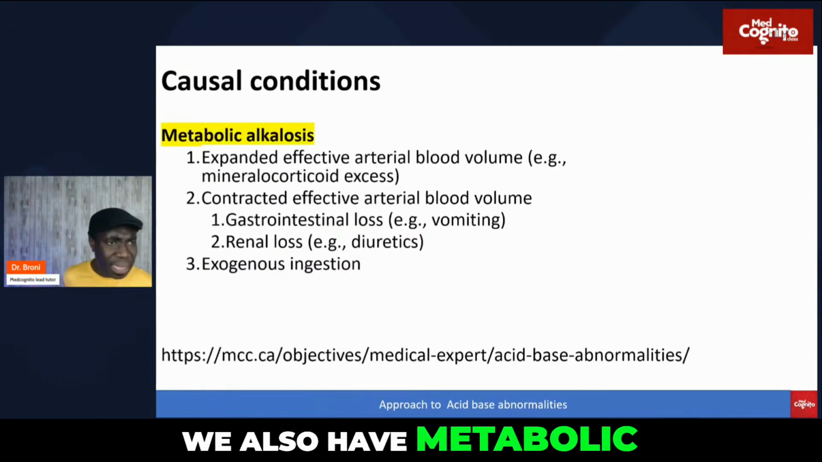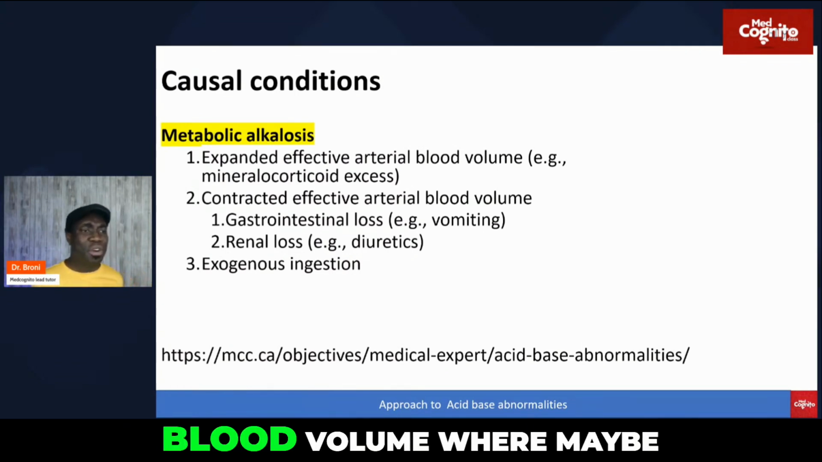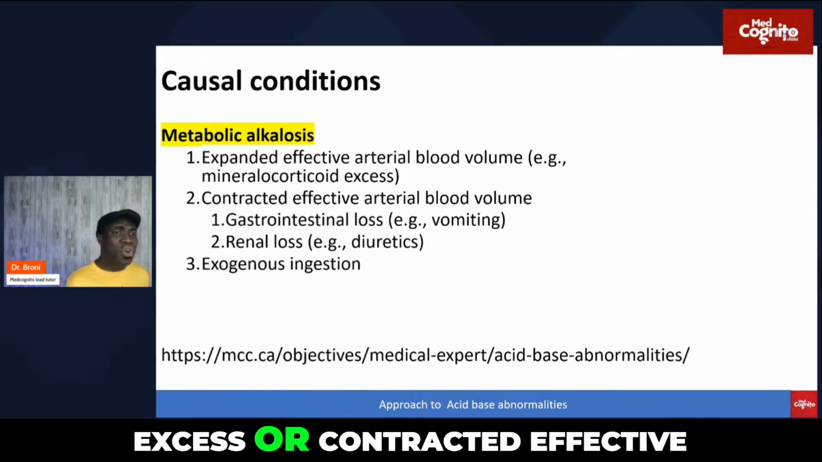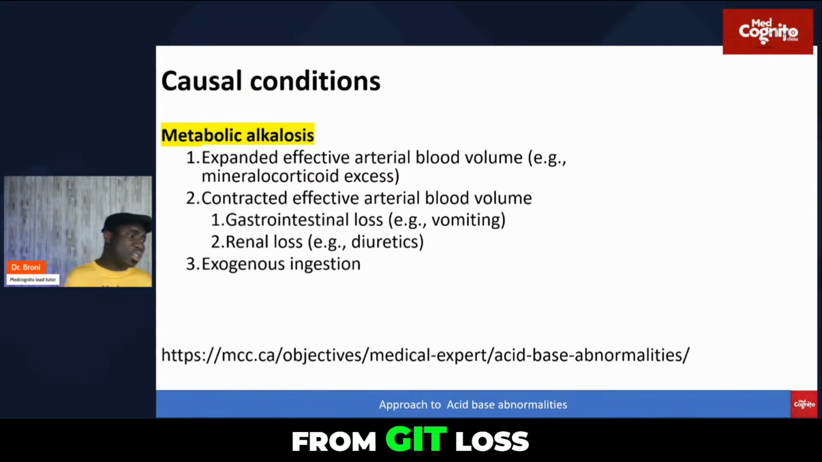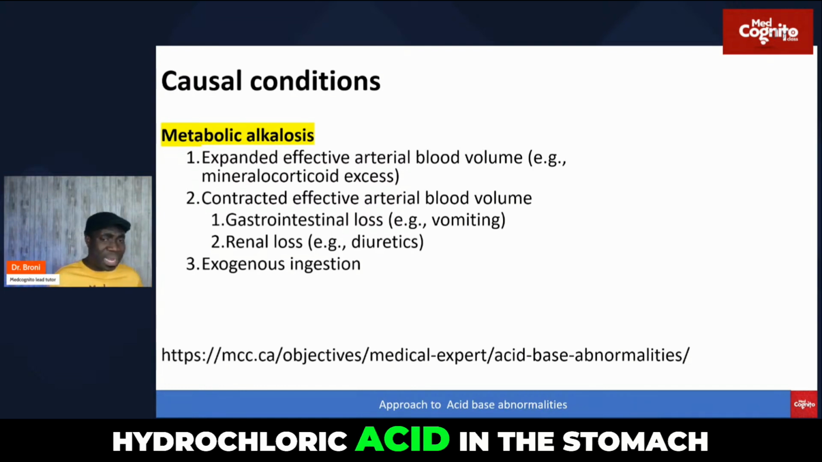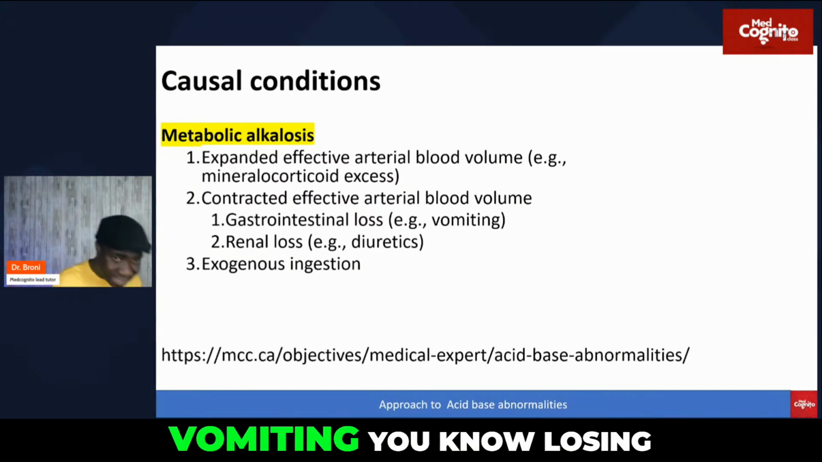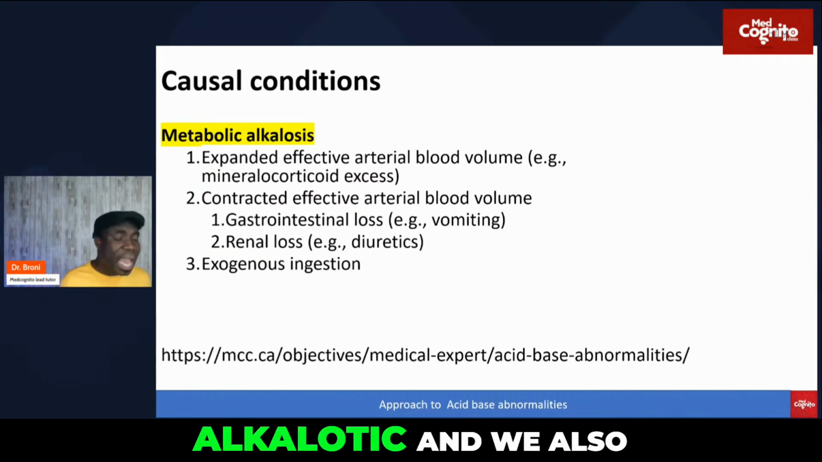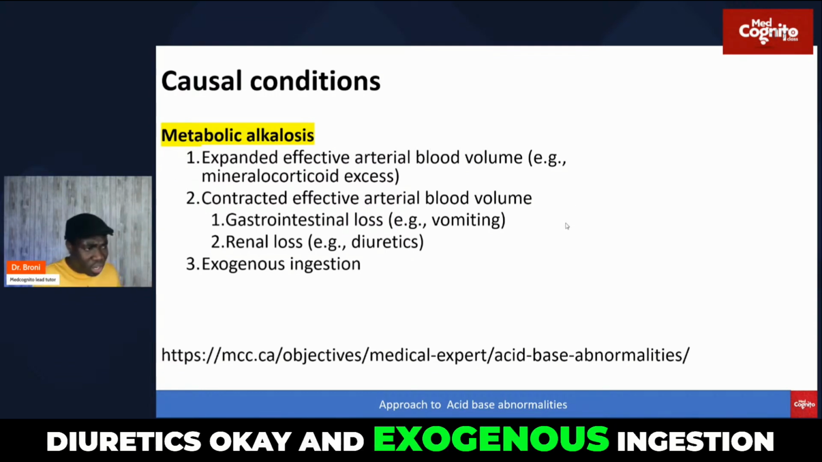Now, we also have metabolic alkalosis, and we have the expanded effective arterial blood volume, where maybe a patient has mineralocorticoid excess, or contracted effective arterial blood volume, for example from GIT loss. Remember that we have hydrochloric acid in the stomach. So if you have a patient who is vomiting, losing the hydrochloric acid, then the patient may become alkalotic. We also have renal losses like diuretics, and exogenous ingestion.